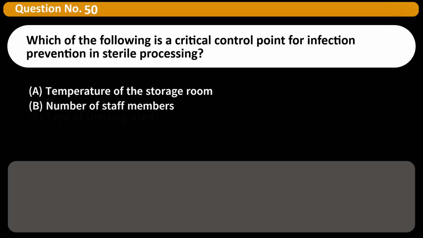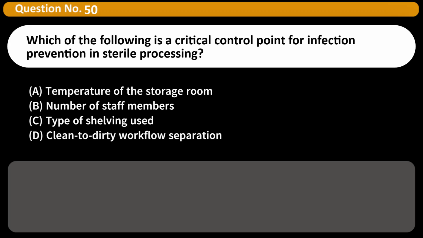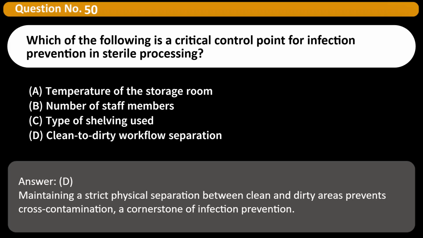Which of the following is a critical control point for infection prevention in sterile processing? A. Temperature of the storage room. B. Number of staff members. C. Type of shelving used. D. Clean to dirty workflow separation. Answer D. Maintaining a strict physical separation between clean and dirty areas prevents cross-contamination, a cornerstone of infection prevention.